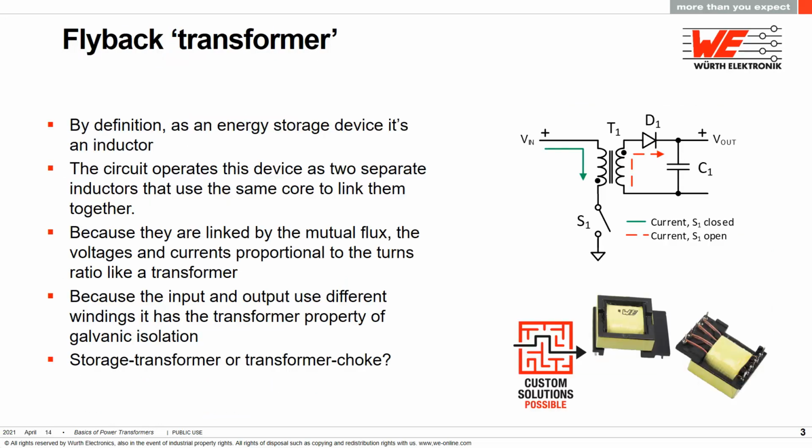Last time we talked about the flyback transformer. We said it was an inductor because by definition it stores energy, but because of the topology where it's using two separate inductors that share the same core, there's mutual flux. Because of that, it has the transformer property of turns ratio, and therefore the voltages and currents are proportional to each other, but unlike a transformer, they act independently. Also, a separate coil for input and a separate coil for output has the property of galvanic isolation.